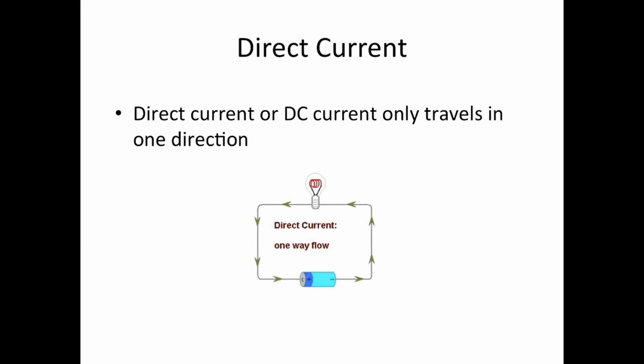So we have direct current and we have alternating current, and the big difference here is that direct current travels only in one direction. You can see there it's traveling from the negative end of the battery and going around. That's the way the flow is going.